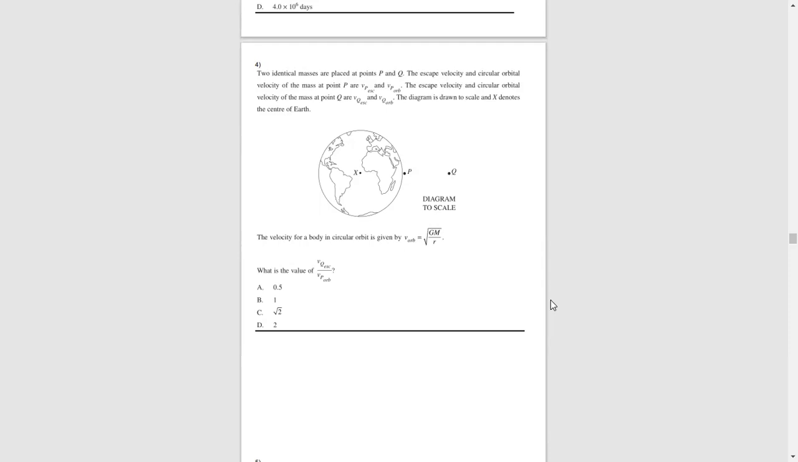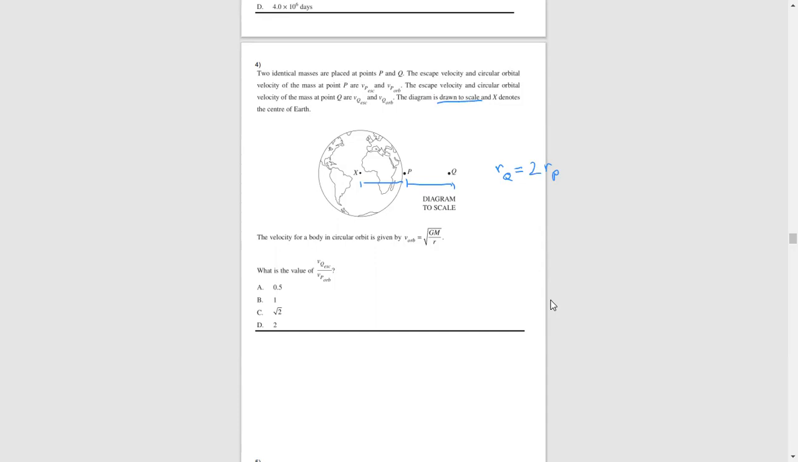So when they say it's drawn to scale, you want to take a ruler and measure. But eyeballing it, it looks like the radius of Q is double the radius of P. But in an exam, use a ruler and check it. Okay, but it looks kind of like that. The velocity for a body in circular orbit is given by that. They've been very nice in giving you the formula.